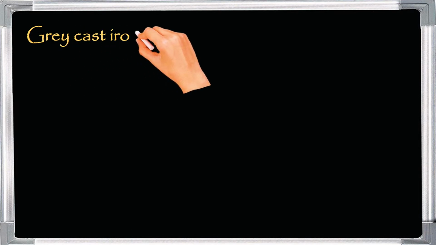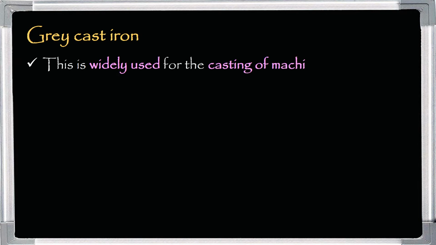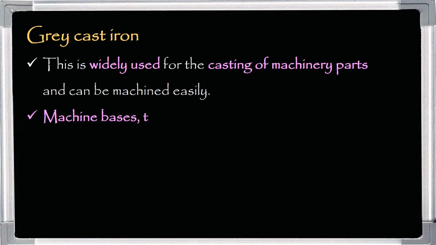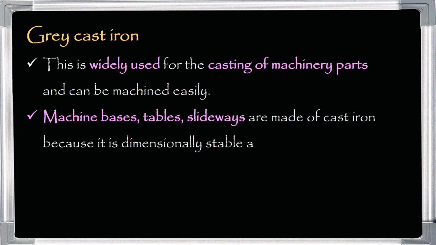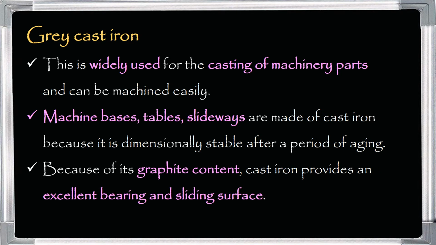Let's see what is grey cast iron. Grey cast iron. This is widely used for the casting of machinery parts and can be machined easily. Machine bases, tables, slideways are made of cast iron because it is dimensionally stable after a period of aging. Because of its graphite content, cast iron provides an excellent bearing and sliding surface.